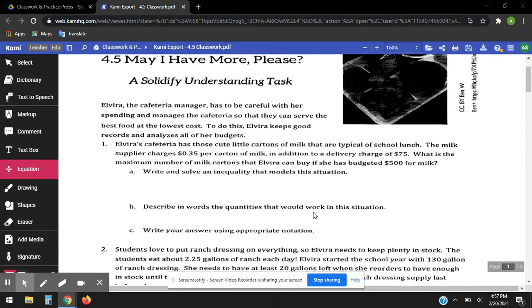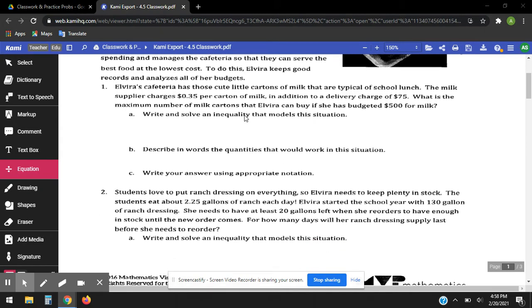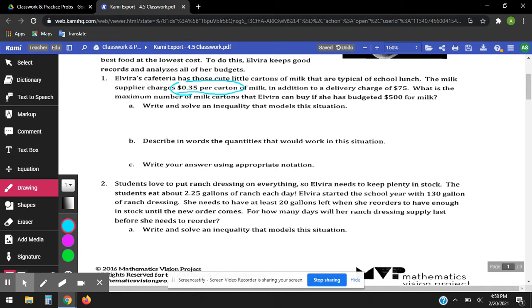So we're back with Elvira, our wonderful cafeteria manager. She has to be careful with her spending and manage the cafeteria so that they can serve the best food at the lowest cost. To do this, Elvira keeps good records and analyzes all of her budgets. So to start with, Elvira's cafeteria has those cute little cartons of milk that are typical of school lunch. The milk supplier charges 35 cents per carton. So let's go ahead and note that. 35 cents per carton of milk, in addition to the delivery charge of $75.